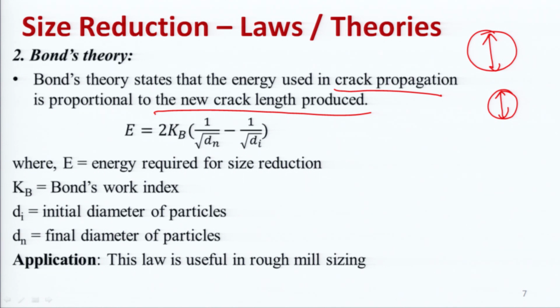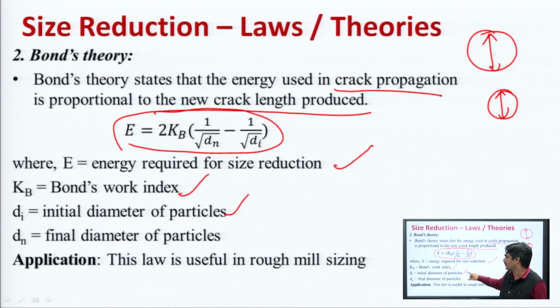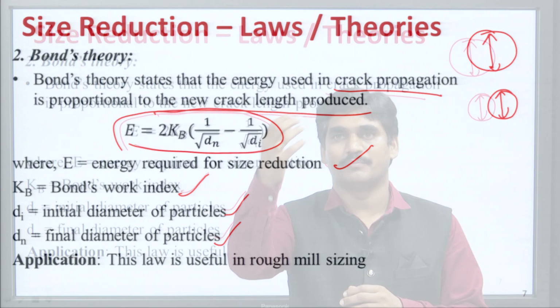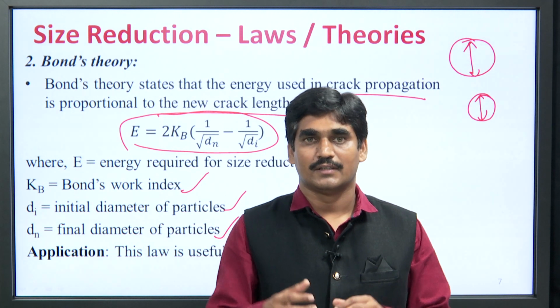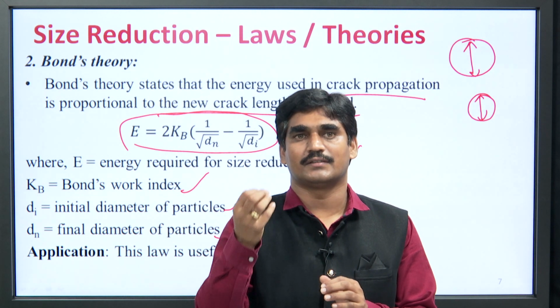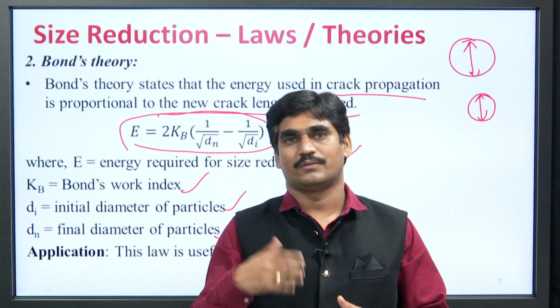So, E is equal to 2 Kb (1 by root over dn minus 1 by root over di), where E is the energy required for size reduction, Kb is Bond's work index, di is the initial diameter of particles, and dn is the final diameter of the particles. So, di is the initial diameter, that means the diameter of the particle when we have taken the particle initially, and dn is the final diameter after size reduction, that is the diameter of the particle that we are achieving.